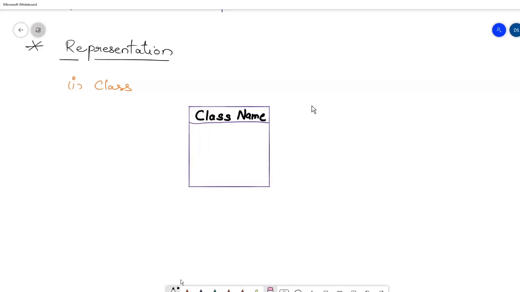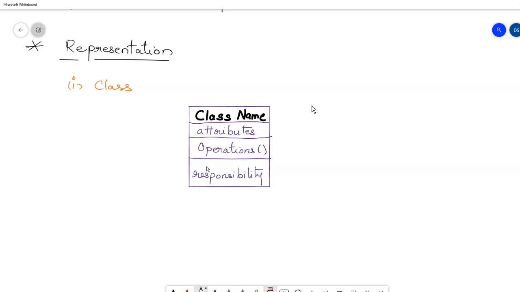Okay, the next would be attributes, operations, responsibility. Okay, now the division of the roles is uneven, so don't think that the responsibility is having more space. It's not like that. Okay, so this is the representation of the class.